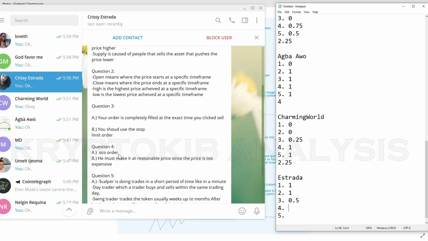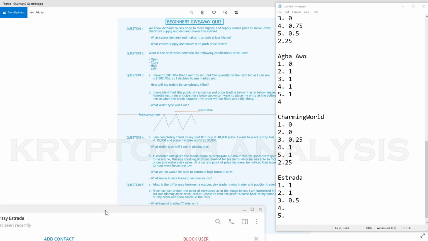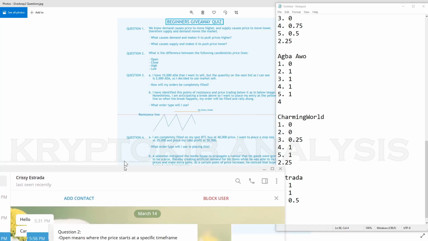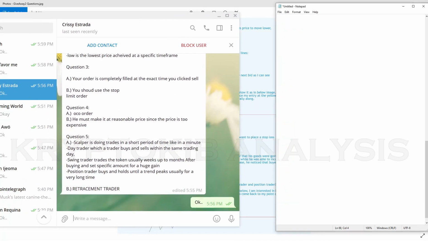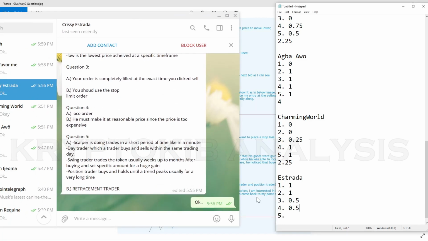Question 4. OCO, you must make it a reasonable price. The price is too expensive. Question 4's answer is not completed anyway. That OCO is correct, that's 0.5 there. Then B, you must make it reasonable. He answered only one there, so he didn't answer the second one. So that becomes 0.75. The person missed 0.25, maybe due to pressure.